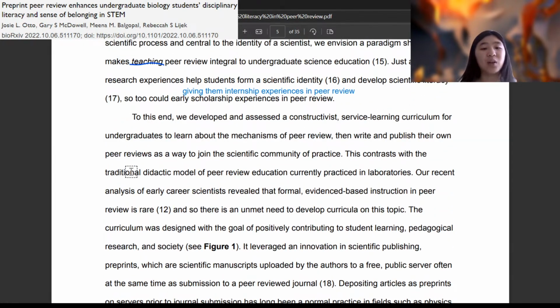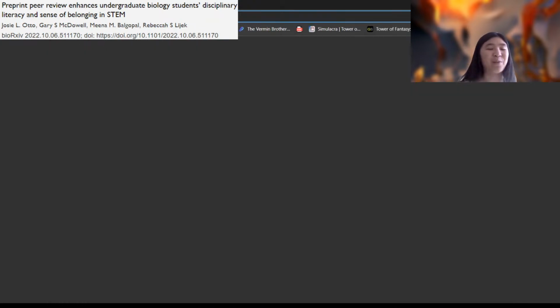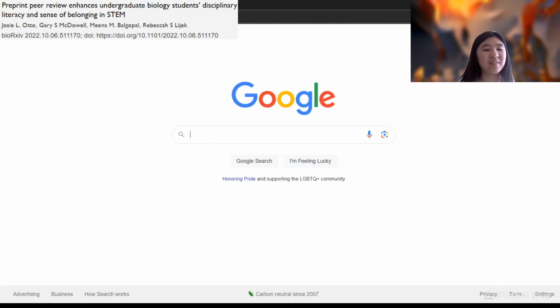So to this end, we developed and assessed a constructivist service learning curriculum for undergraduates to learn about the mechanisms of peer review and then write and publish their own peer reviews as a way to join the scientific community of practice. So they developed a curriculum that emphasizes constructivist. I want to provide an accurate definition for that one.